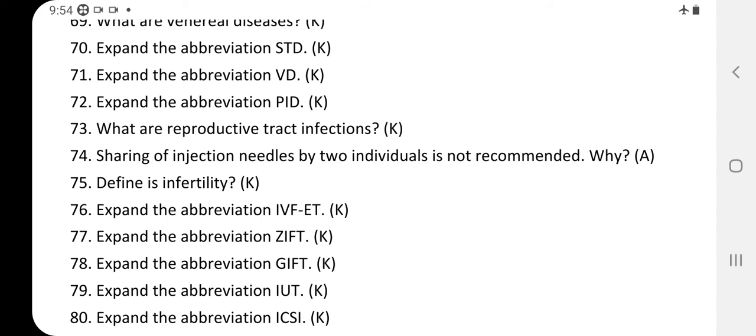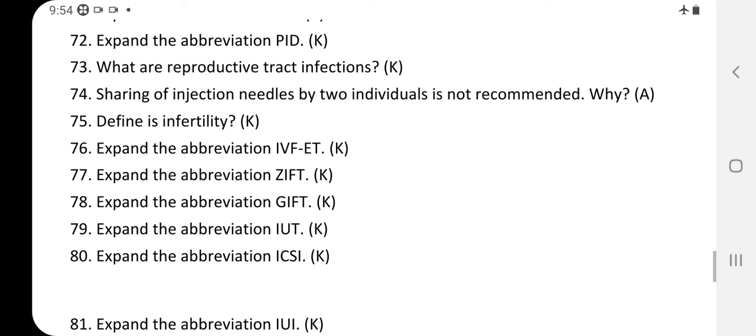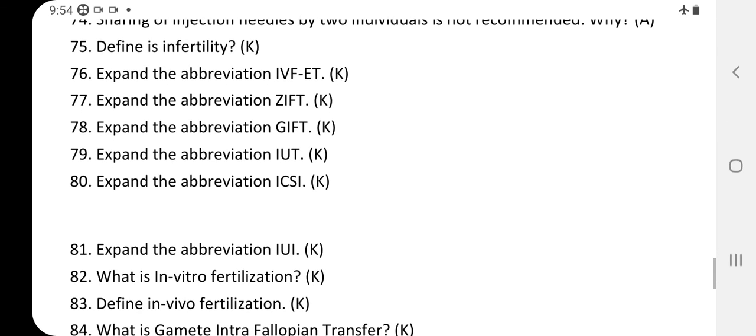Next, 77th question. Expand the abbreviation ZIFT. ZIFT stands for zygote intrafallopian transfer. Next, 78th question. Expand the abbreviation GIFT. GIFT is gamete intrafallopian transfer.